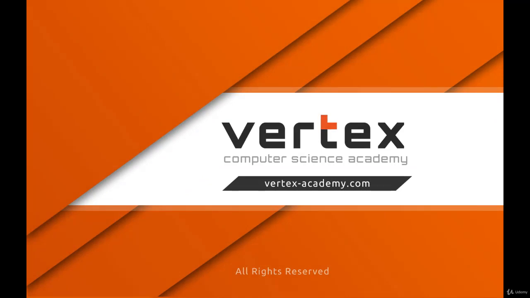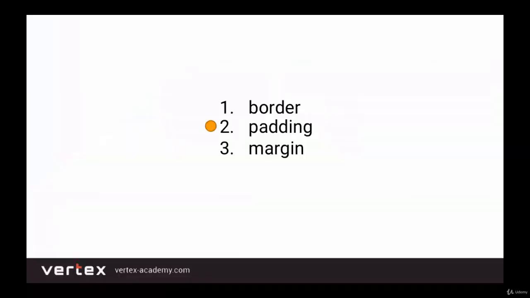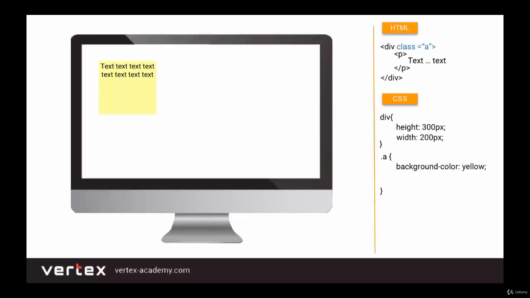Hello. In the previous video, we learned what a border is. Now it's time to learn about padding. So let's begin. Say, for example, we have a block with some text. To create this block, in HTML, we created a div with class A, and we added a p tag inside. Then, in CSS, we specified the height at 300 pixels, width 200 pixels, and background color yellow.